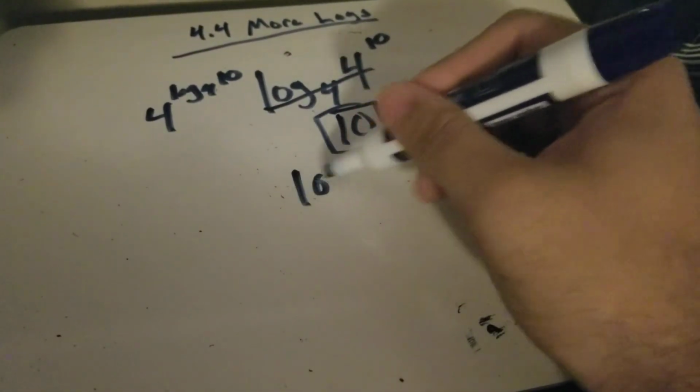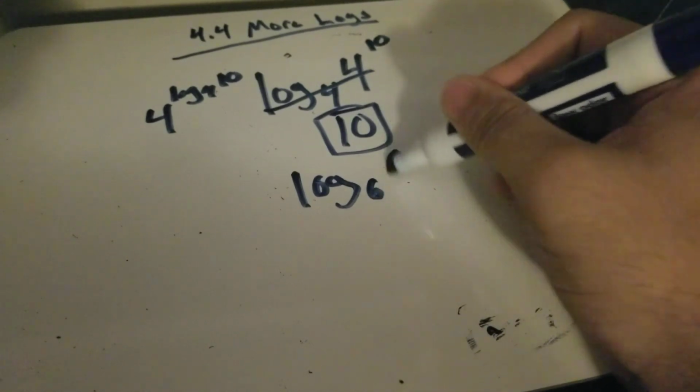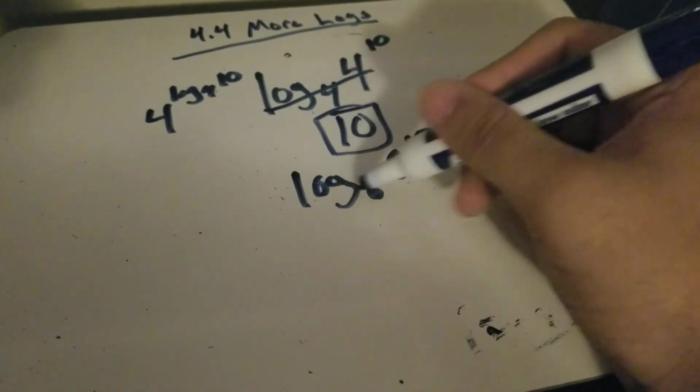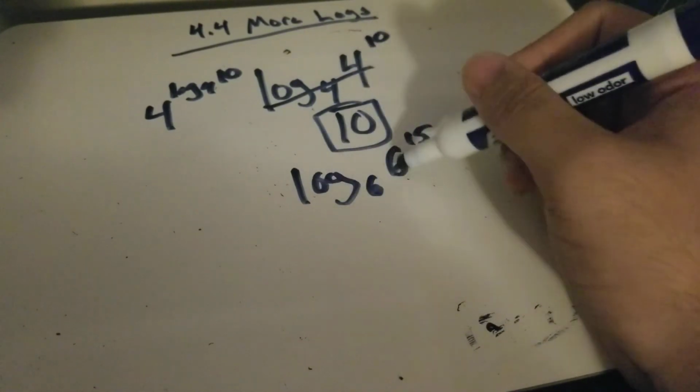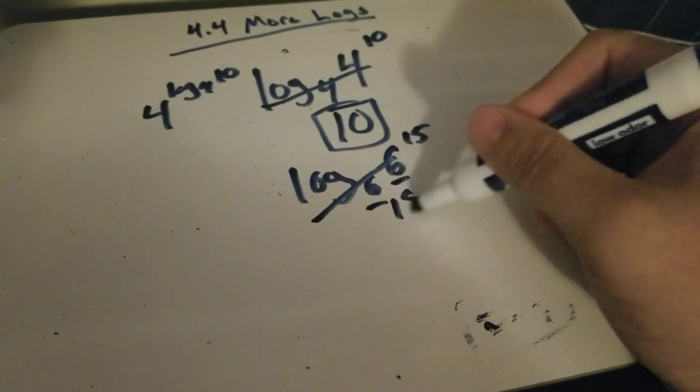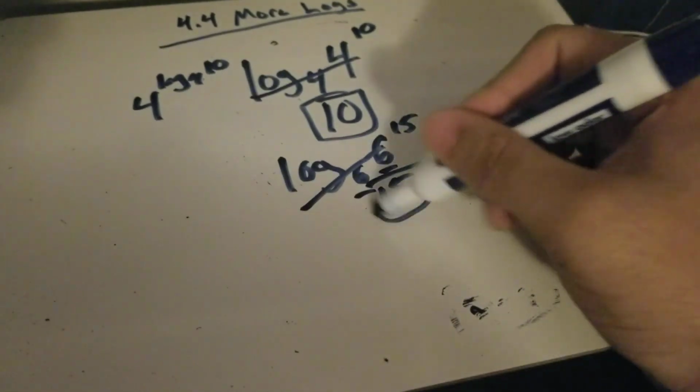Let's do another one. Log base 6 of 6 to the 15. The base of the log and base of the exponent matches. You could cross that out. All you're left with is 15.